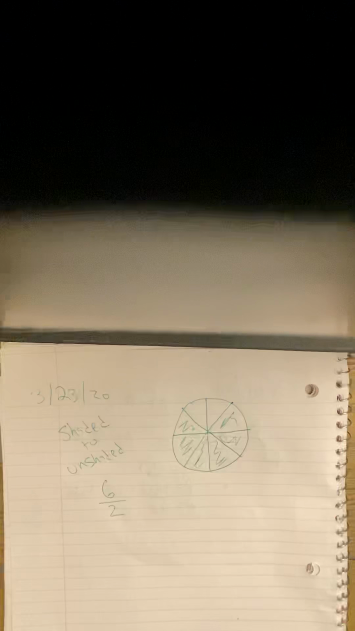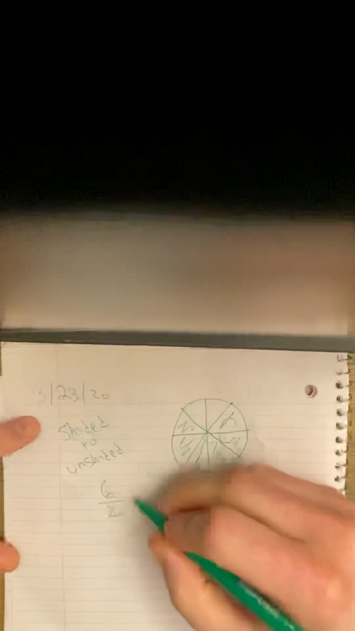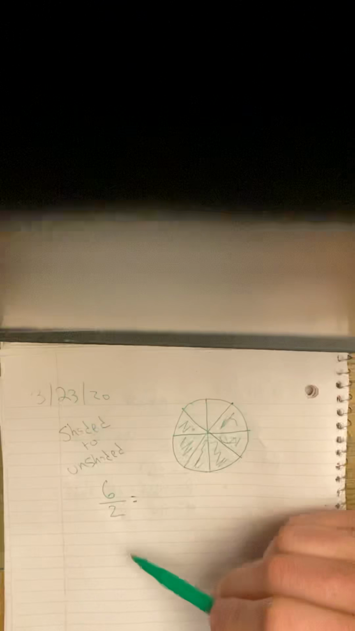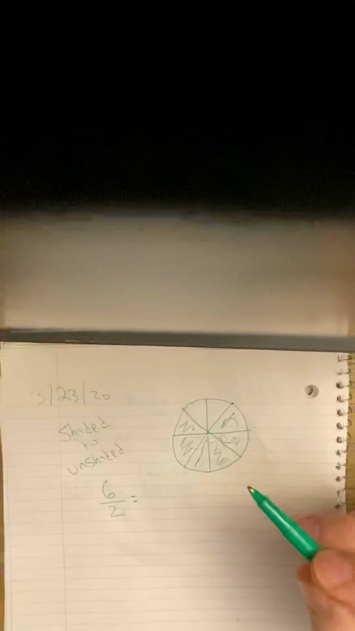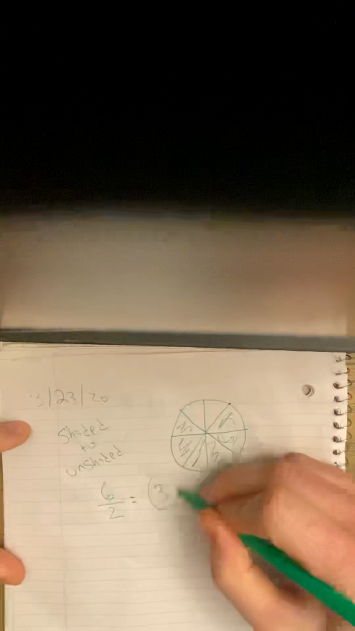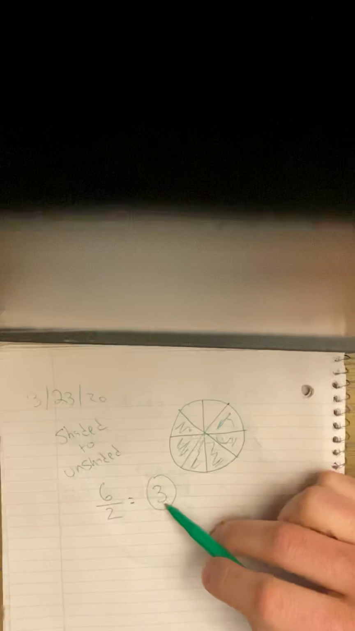It basically means simplify. So how can I simplify 6/2? And what do we always talk about? This means division. So we just do 6 divided by 2, and the value of this is 3. So the value of the ratio of the number of shaded pieces to the number of unshaded pieces is 3.